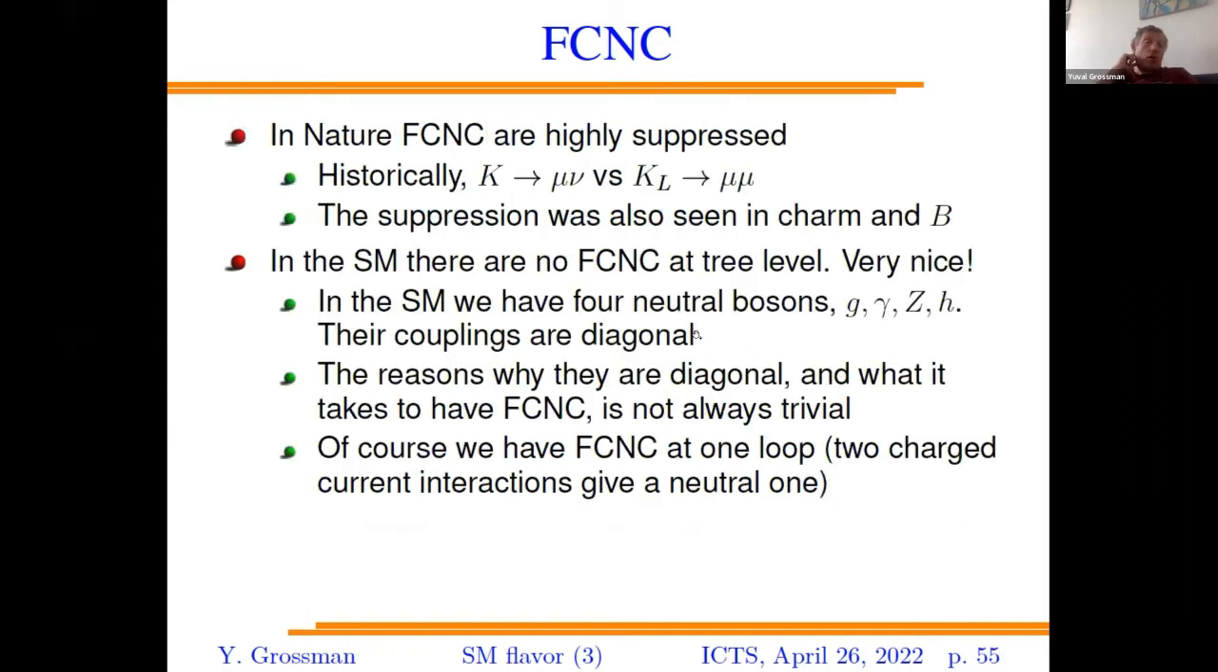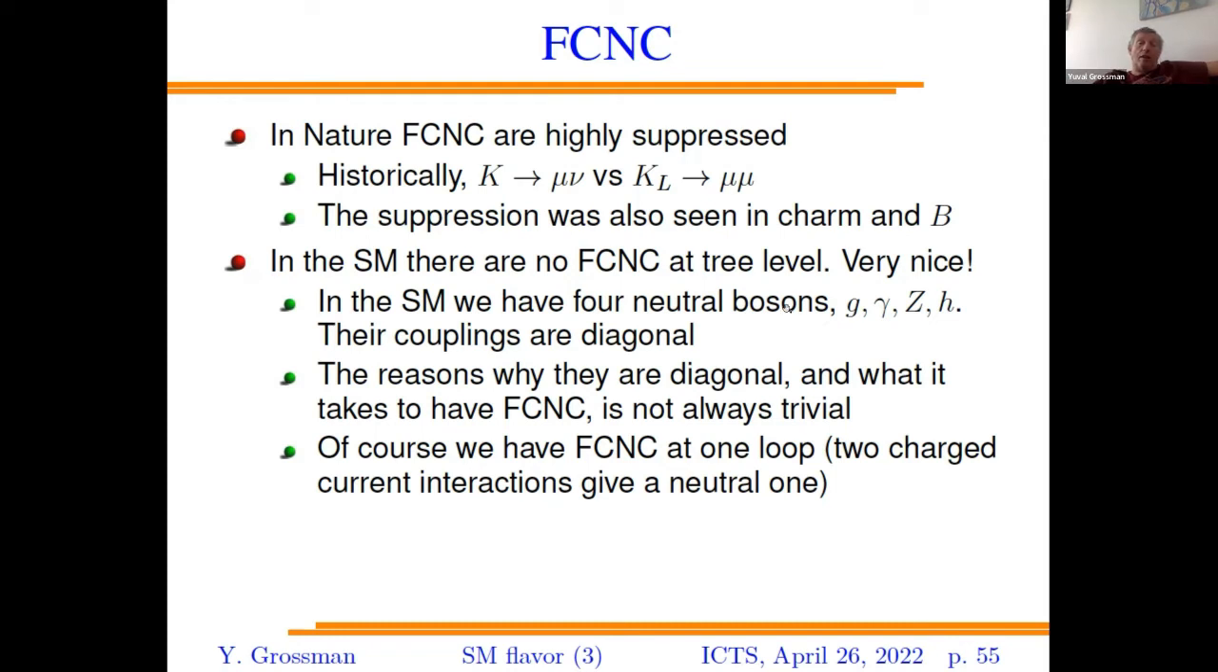Okay, so let me talk a little bit more in detail about flavor changing neutral current. What we find in nature is that they are highly suppressed. Already yesterday, exactly this time yesterday, I gave you some data from the PDG, and you already realized that just looking at the data, you see that flavor changing neutral currents are generally suppressed.